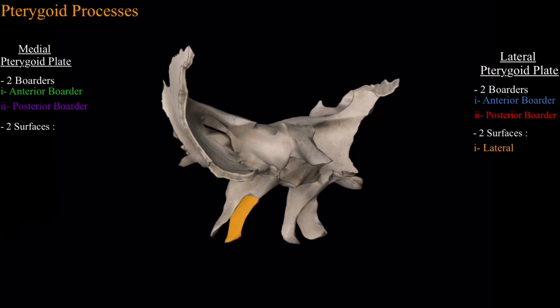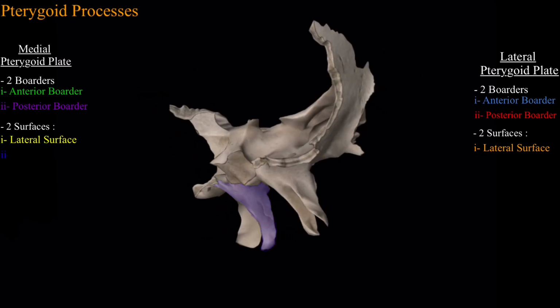This is the lateral surface of the medial pterygoid plate, while this is the lateral surface of the lateral pterygoid plate. Same. This is the medial surface of the medial pterygoid plate, and this is the medial surface of the lateral pterygoid plate.